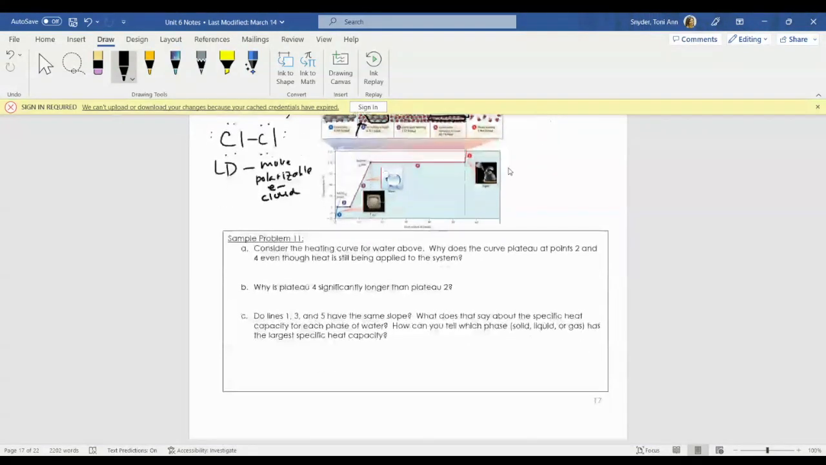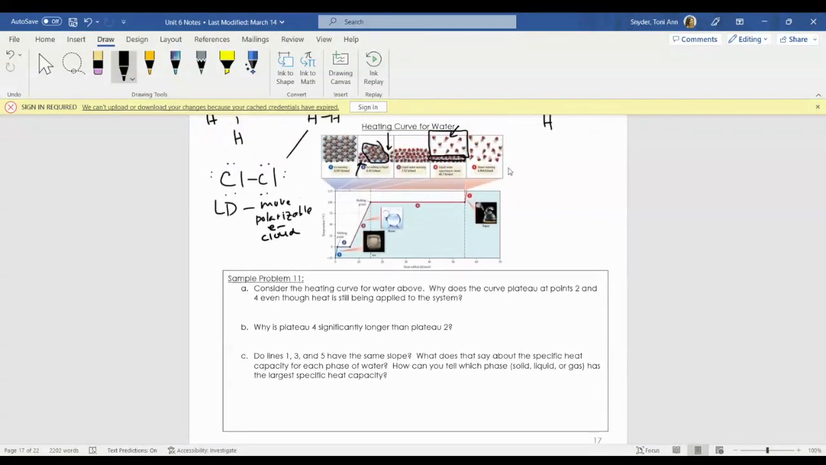Let's answer these questions. Consider the heating curve for water above. Why does the curve plateau at points 2 and 4, even though heat is still being applied to the system? So it does say heat added. And as I am melting this ice, I'm still adding heat. And as I'm vaporizing this water, I'm still adding heat. Actually, holy moly, look how much heat I'm adding. Looks like about 15 kilojoules per mole to about 55. Looks like I'm adding about 40 kilojoules to vaporize water.